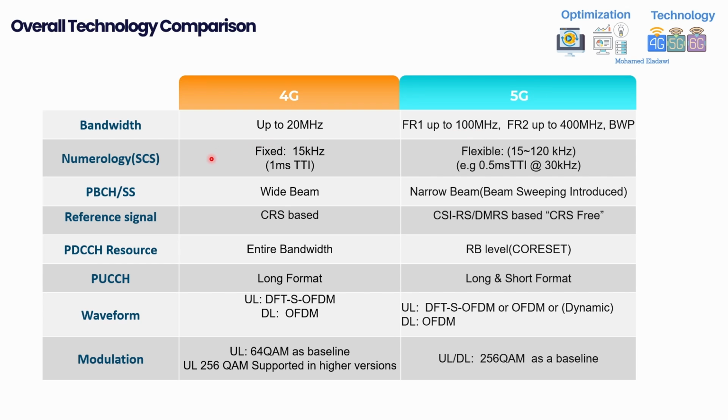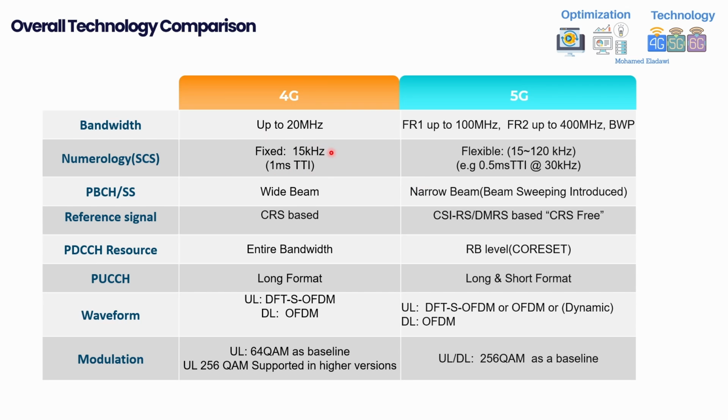This is one of the main differences in the bandwidth. Secondly, it's about the numerology. Numerology is actually the system parameters, and it refers to the SCS, subcarrier spacing, and its related parameters, such as the symbol length and the cyclic prefix and so on. Okay, what is the main difference and what does this mean?